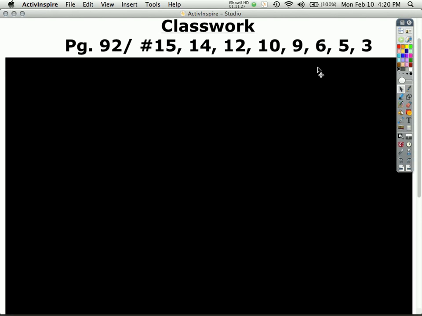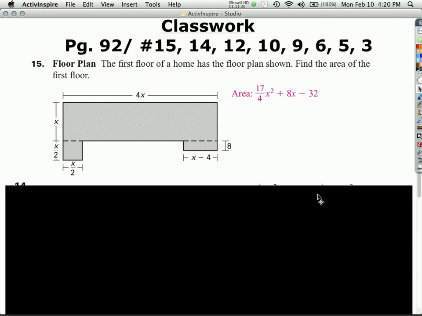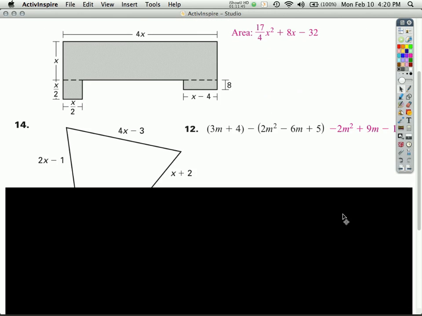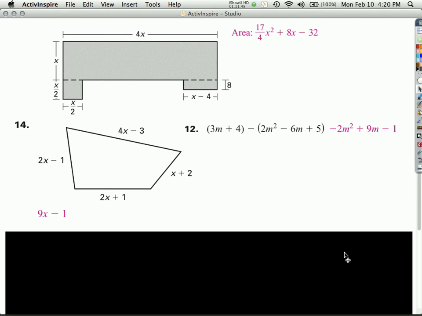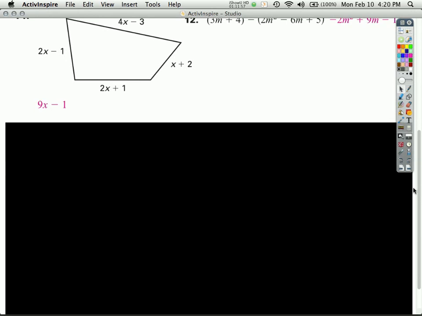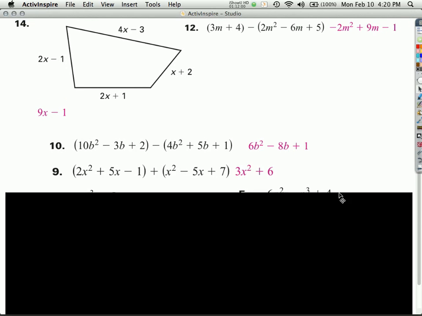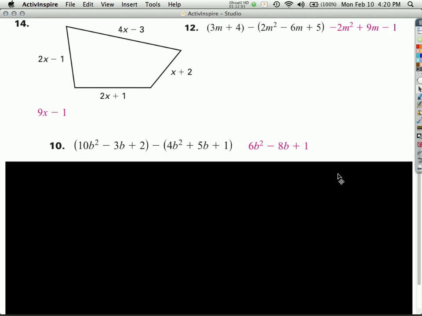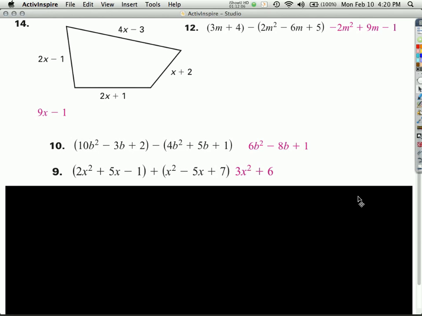Here we go. Number 15. The area is 17/4 x squared, or you could have put 4 and 1/4, I would have taken that, or 4.25, x squared plus 8x minus 32. Number 14 comes out to 9x minus 1. Number 12 is negative 2m squared plus 9m minus 1. Number 10, 6b squared minus 8b plus 1. Number 9 is 3x squared plus 6.